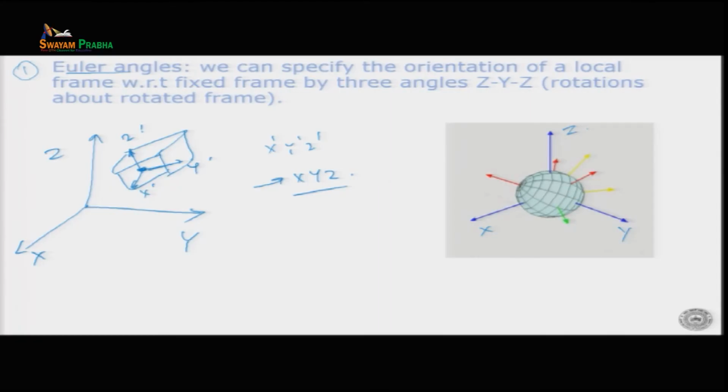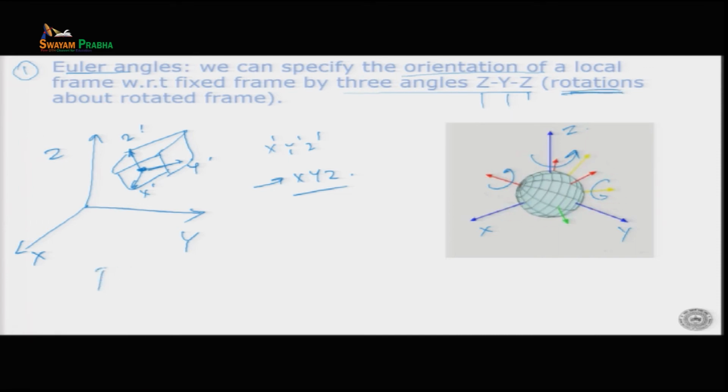By using the Euler angles, which say we can specify the orientation of a local frame with respect to a fixed frame by these 3 angles, and these 3 angles are the 3 rotations. What are the 3 rotations? About the z axis, y axis, and then z axis again. So this is my x, y, and z axis. The first rotation is about the z axis, which is this one. The second is about the y axis, which is this one, and the third rotation is about the rotated axis. Sorry, not this one. It is about the rotated system. So this is my first, second is this one, and the third is that one. So these are rotations about rotated axes.